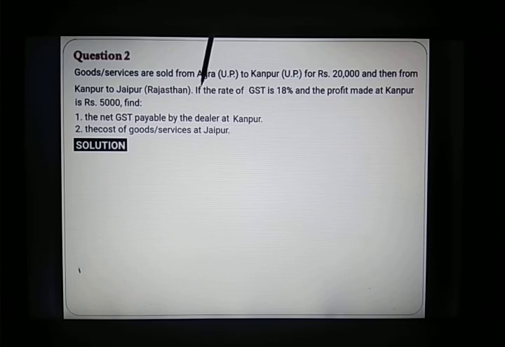Now if the rate of GST is 18% and the profit made at Kanpur is 5,000, you need to find net GST. And you need to find the cost of goods or services at Jaipur. That means you need to find the cost price at Jaipur, which we have already seen in the earlier problem. Now let us see the solution of this.